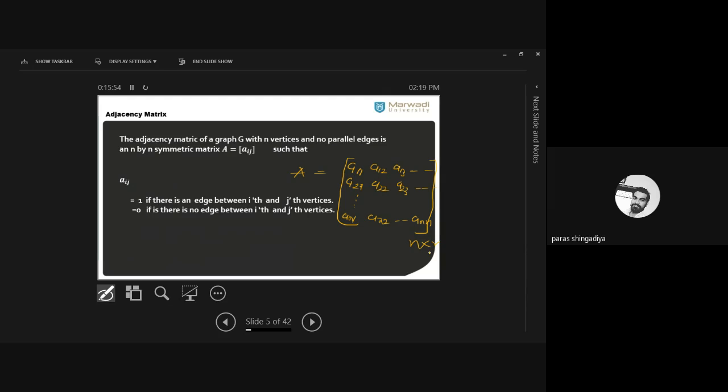And now you have to find these entries. You have to find these entries in the form of 1 or 0, okay? So when we consider 1, then Aij is equal to 1.